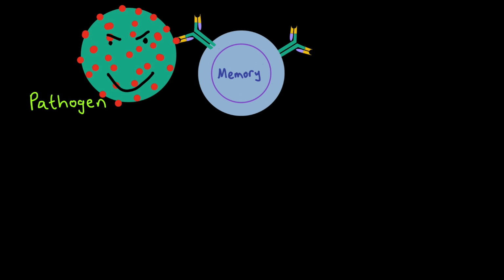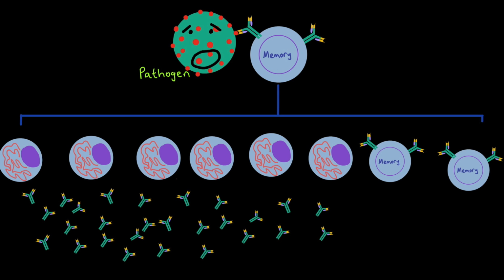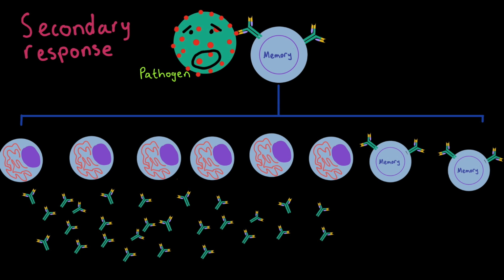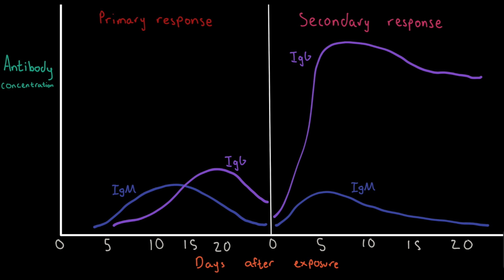Now, what happens to our memory cells? Well, when a previously fought pathogen enters the body, the memory cell will initiate a more rapid immune response, giving rise to more effector B cells, which will secrete even more antibodies to fight off the pathogen. This is known as the secondary response. If we look at this chart, we can see a difference between primary and secondary response.